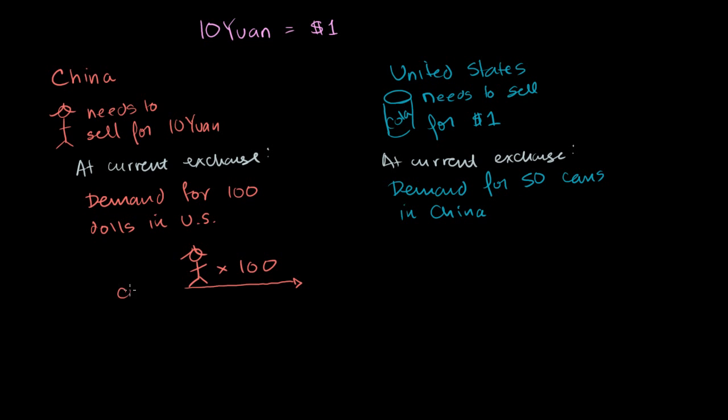So let me write this down. This is China. This is the US over here. And what's the US going to do? Well, the US is going to ship over... Essentially, remember, he's selling this in the United States. So each 10 yuan is $1. So for each doll, he's going to get $1. So he's going to get back $100.